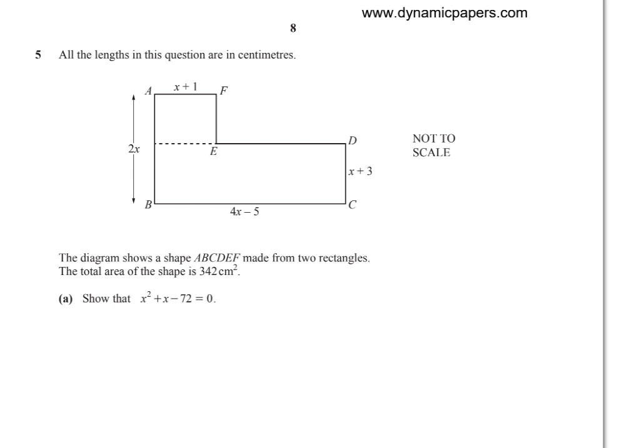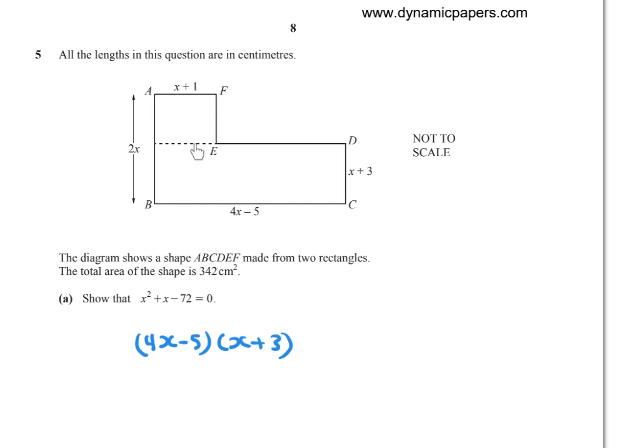Number 5. All the lengths in the question are in centimeters. The diagram shows a shape A, B, C, D, E, F made from two rectangles. The total area of the shape is 342 centimeters squared. Show that x squared plus x minus 72 equals 0. Area of the shape equals area of the top rectangle plus the area of the bottom one. Area of the rectangle at the bottom equals (4x minus 5) times (x plus 3), length by width.